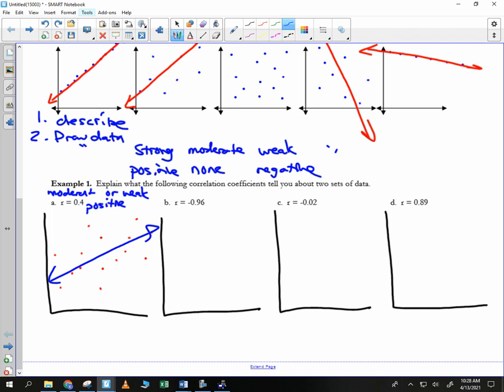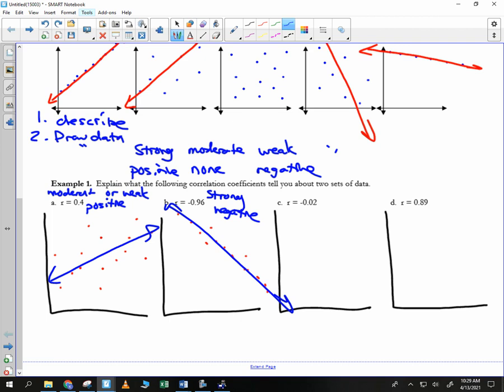This one here, if I ask this on the test, I'd be looking to see something like that, you know. Maybe have a couple points that are scattered, but this is very, very strong. Overall, you could definitely tell exactly where the line is going to go. This would be strong, and it would be negative.